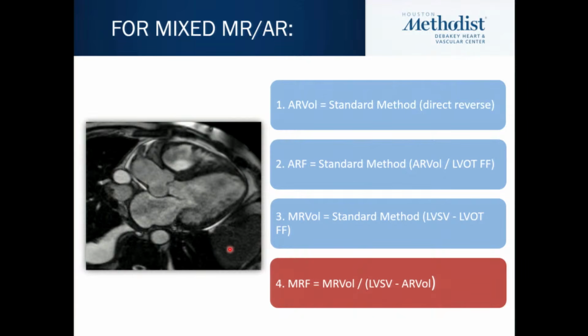So for mixed mitral regurgitation and aortic regurgitation, the mitral regurgitation fraction is the mitral regurgitation volume divided by the LV stroke volume, accounting for that aortic regurgitation volume. And this can be used in the presence of coexisting right-sided lesions. The TR or PR don't have any impact on the left-sided lesions when we are using this formula. And the TR and PR can also be calculated in the same method as we are using for MR and AR here.